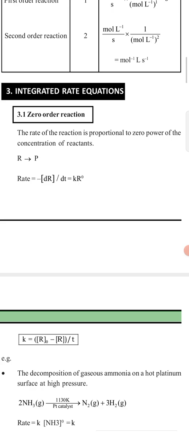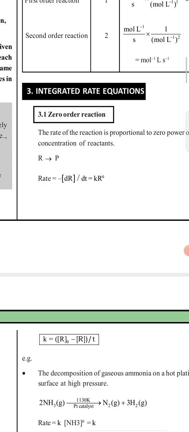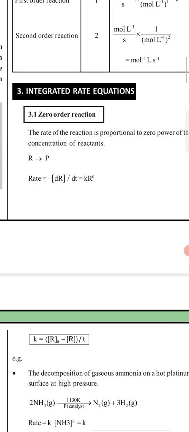In a zero order reaction, zero should be the power of the concentration of the reactant, because we know the sum of the exponents of the concentrations of the reactants is called the order of the reaction. So the sum should be 0 for a zero order reaction. If R goes to P, meaning reactant to product, then rate equals minus d[R] by dt equals k [R] to the power 0.